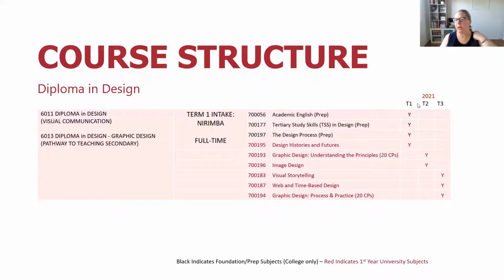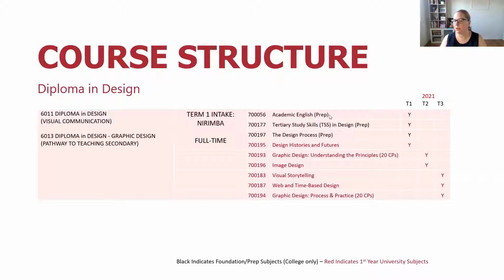So you can see over here we have term 1, term 2, and term 3. And the college is a 3-term structure. We'll talk a bit more about that in a moment. And don't worry about the letter Y. It's just a symbol they put in there. But they're the subjects that you should be doing. So academic English, tertiary studies, skills and design, the design process, and design histories and futures.